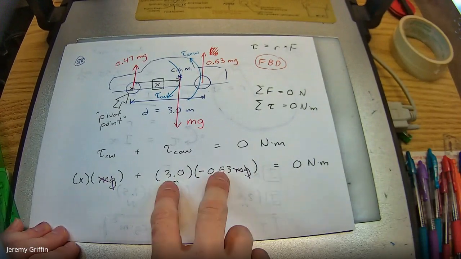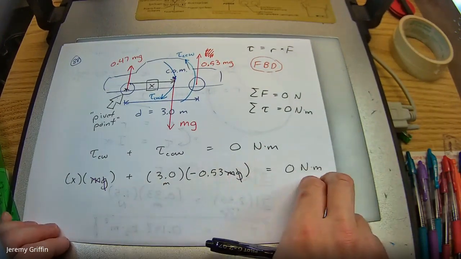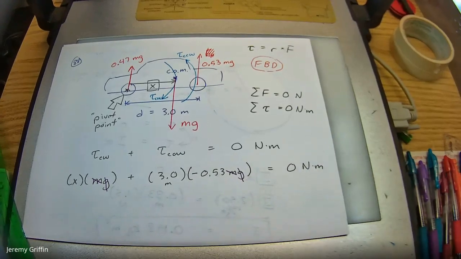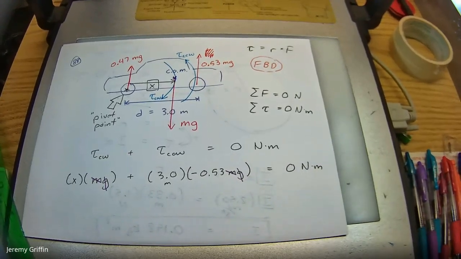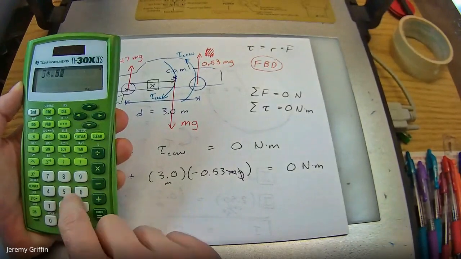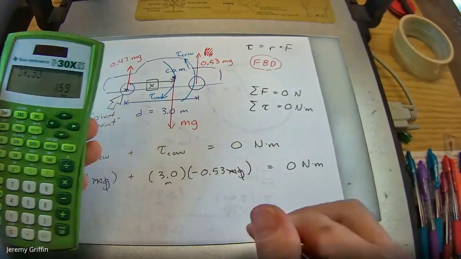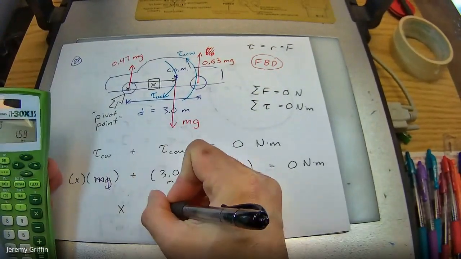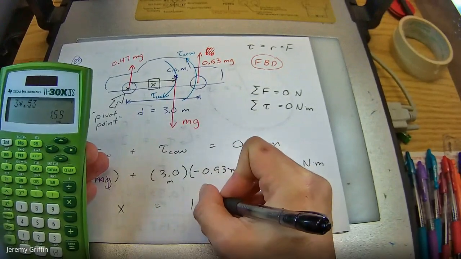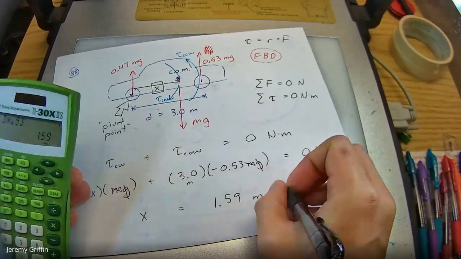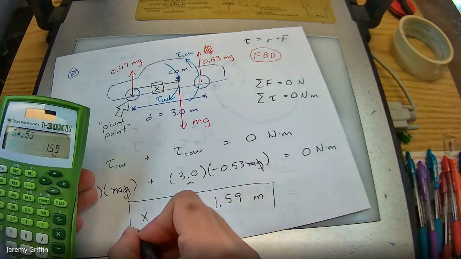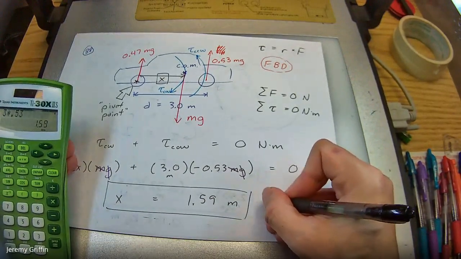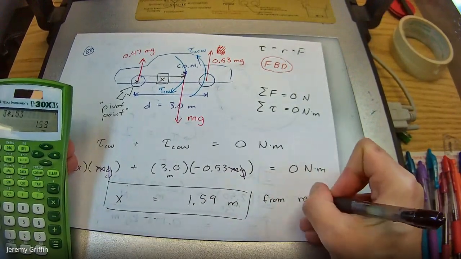Right? So just got this times this. I'm just going to add that over, and then that'll be it. That's the whole thing. So try that out. So it's 3 times 0.53, adding it over, so it'll become positive again. x must be 1.59 meters from the rear wheel. From the rear wheel.